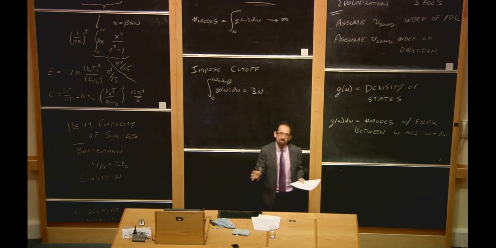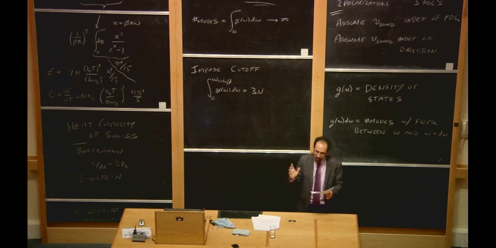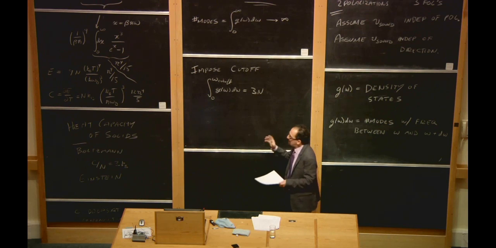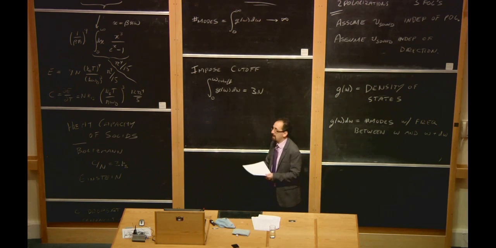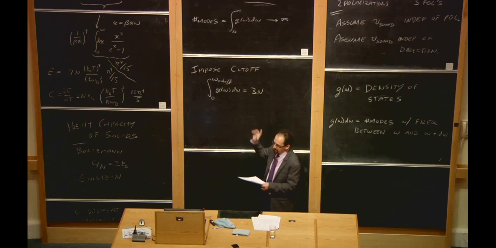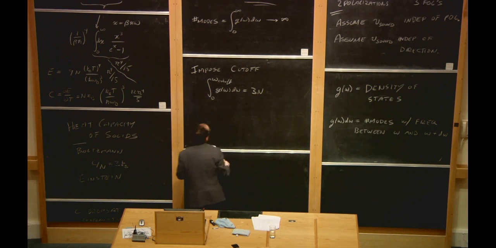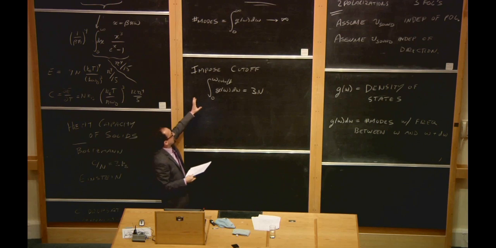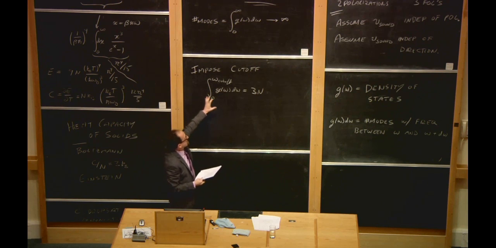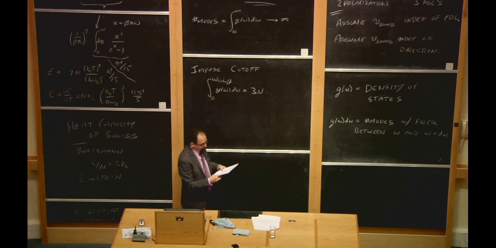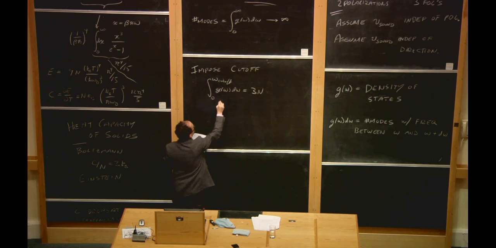Seems a little strange. Later in the term we're going to see it's maybe not as strange as we thought. But at that time, maybe it seemed a little odd, but he's going to do it anyway. So we're going to follow him and see what happens. First thing we need to do is figure out what this cutoff frequency is going to be, such that it's going to give us exactly 3N modes. So let's calculate this thing.